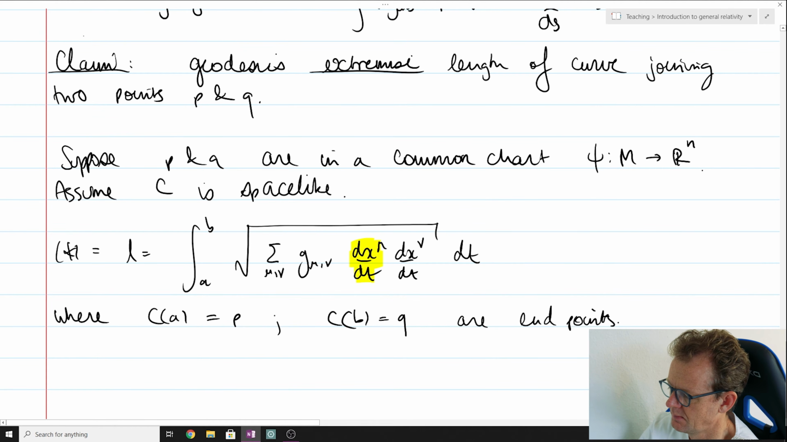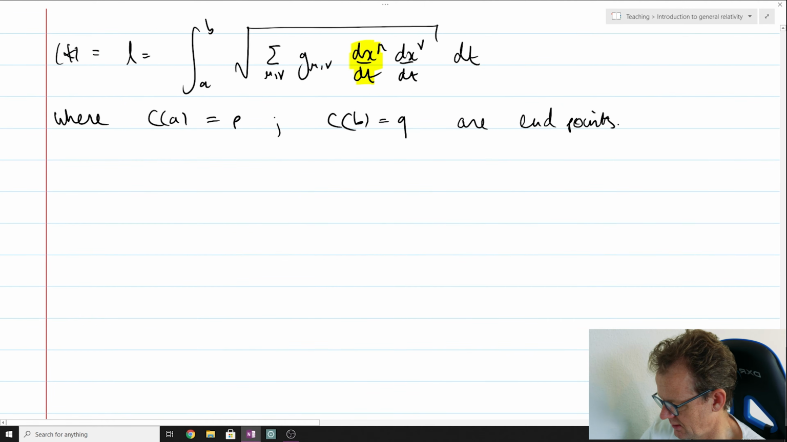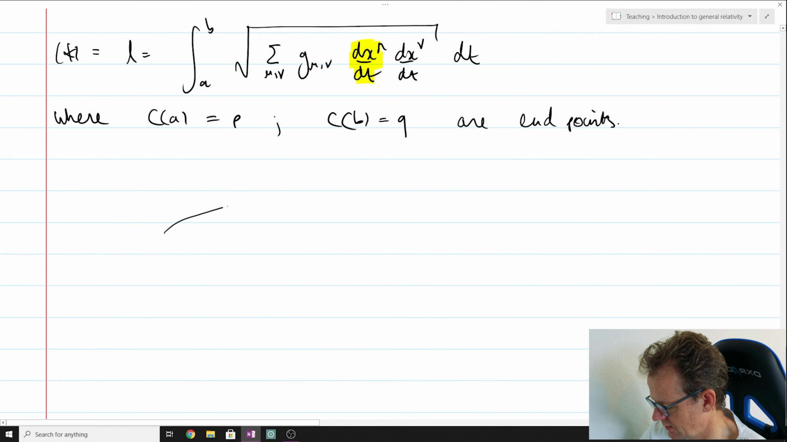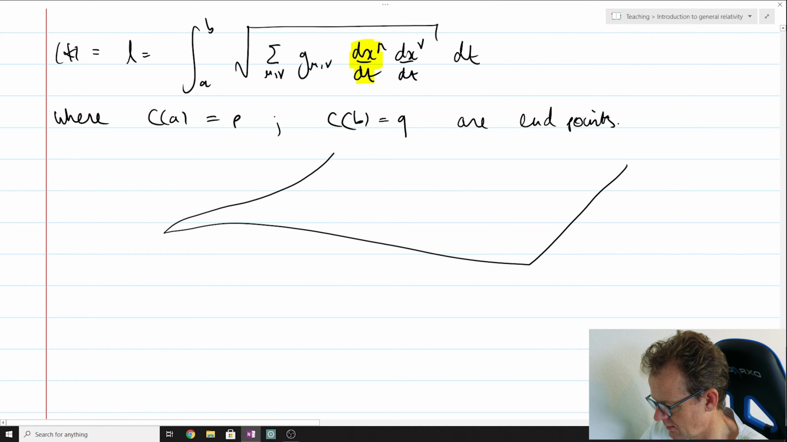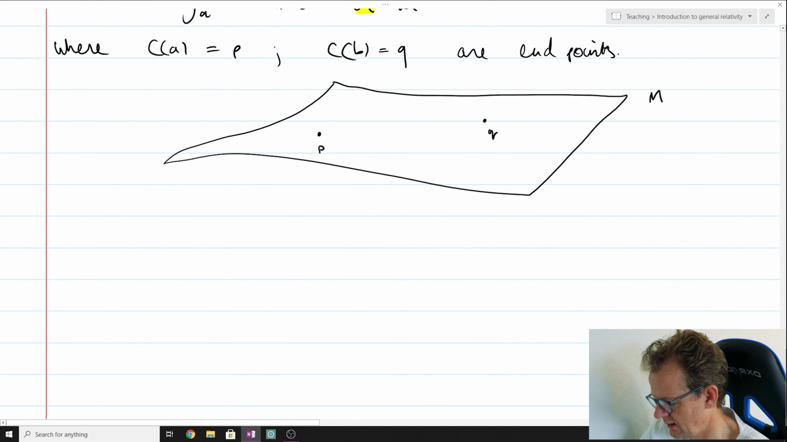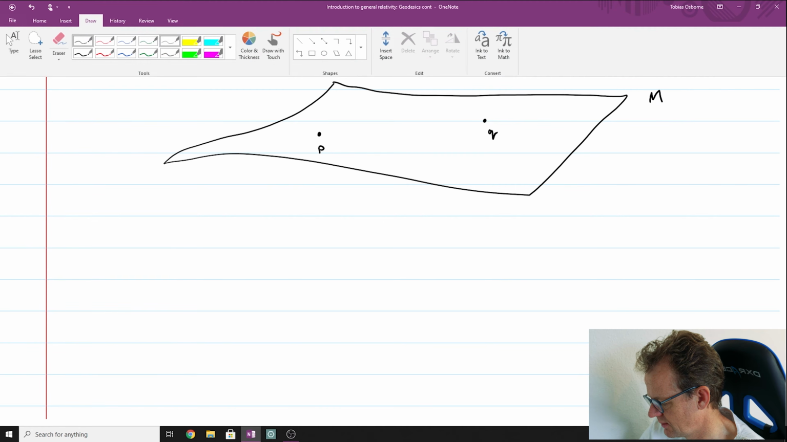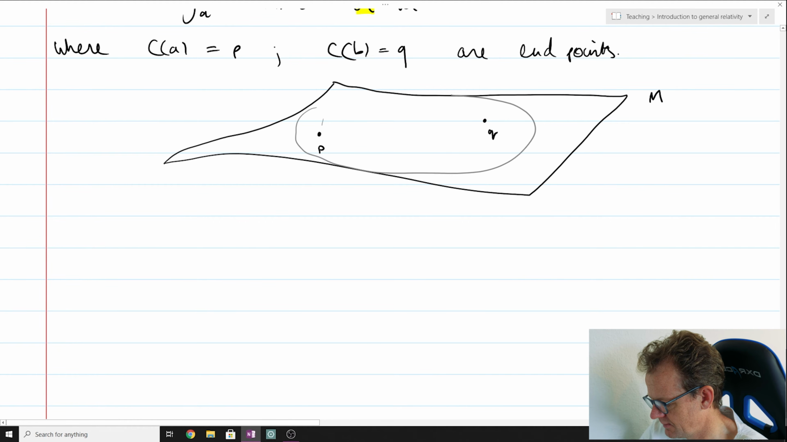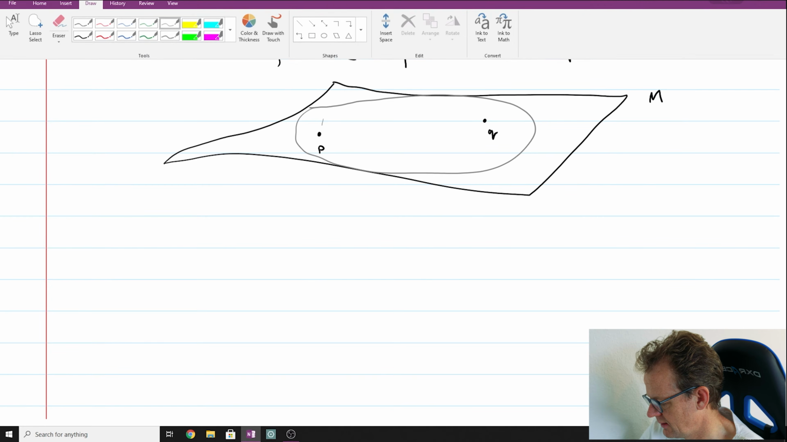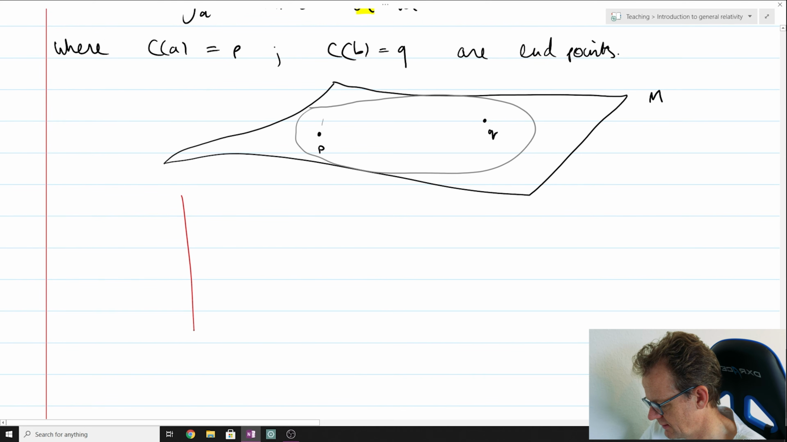Now comes, so I'll draw a little picture just so we've got a concrete setting in mind here. Here's M, here's P, here's Q, here's a chart. I'll draw that in grey here, containing them. And then I'll draw R^n underneath.